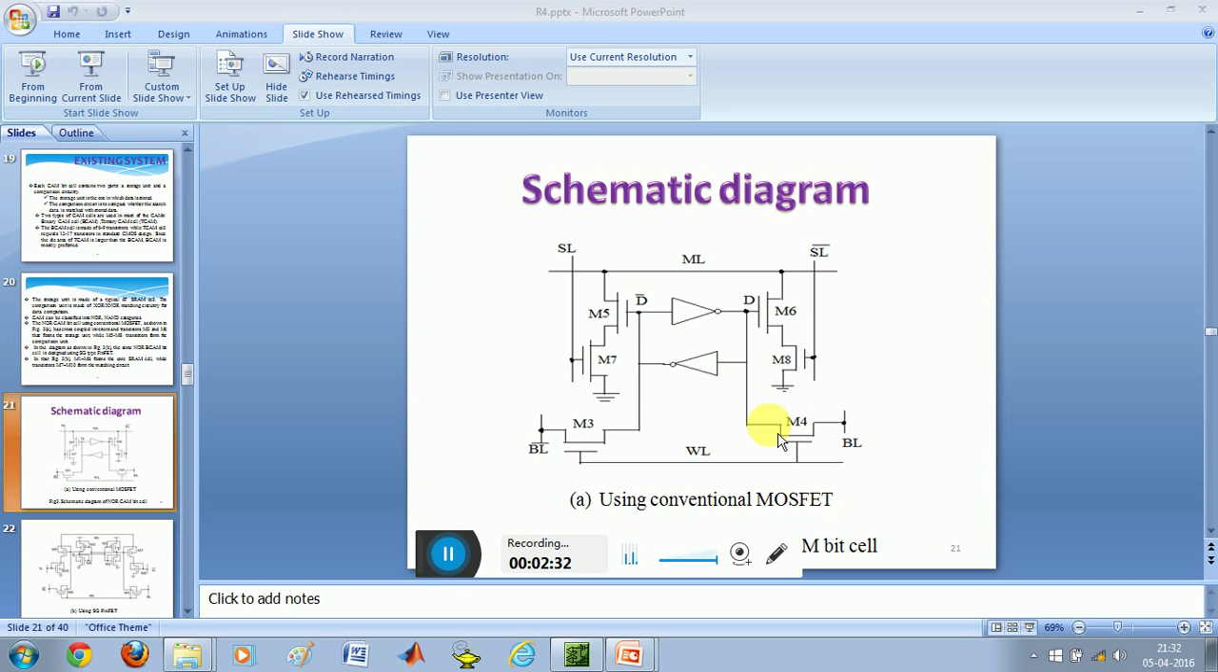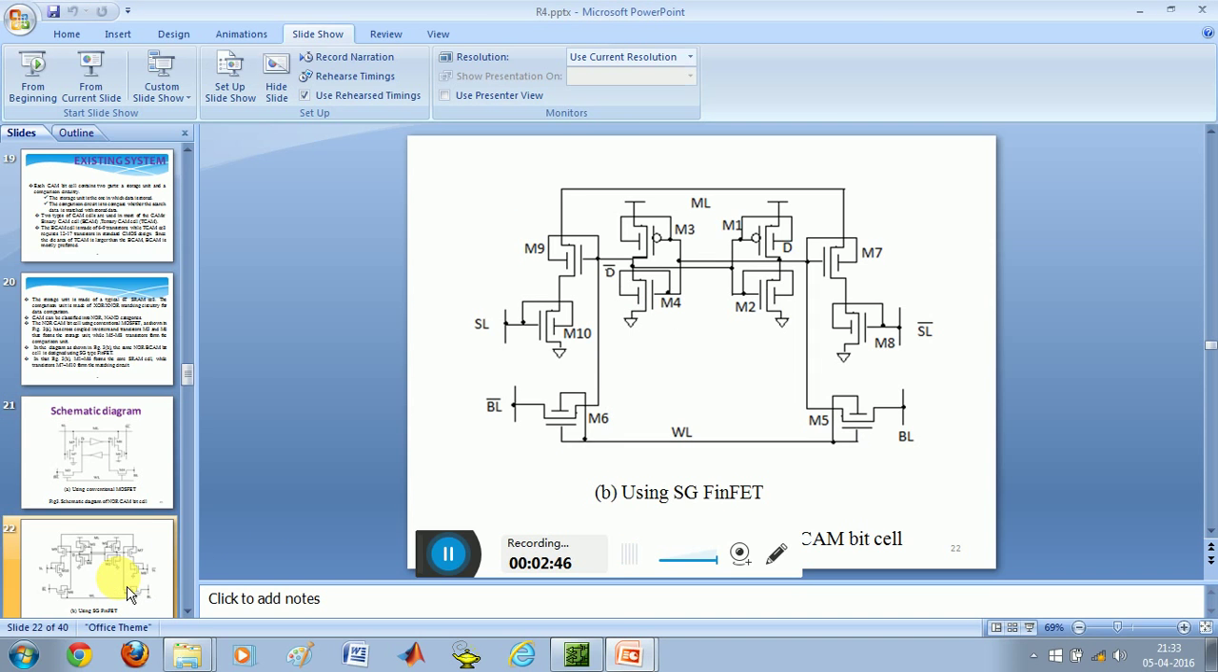The NOR CAM bit cell using conventional MOSFET has cross-coupled inverters and transistors M3 and M4 that form the storage unit, while M5 to M8 transistors form the comparison unit. The same NOR binary CAM bit cell is designed using SG type FinFET. Here, this is a schematic diagram of CAM using SG FinFET. Here, M1 to M6 form the core SRAM cell, while the transistors M7 to M10 form the matching circuit.